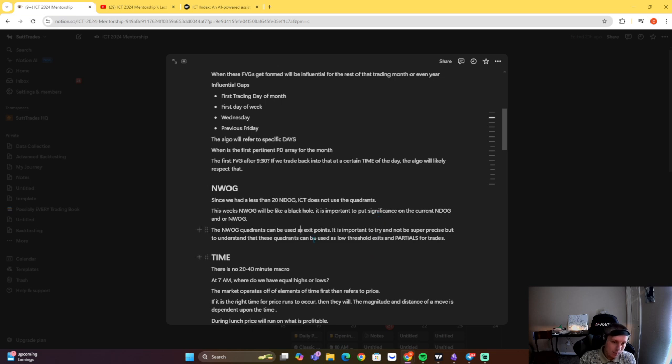New week opening gap. This week's new week opening gap will act like a black hole, so put more significance on the current new week opening gap and the current new day opening gap. Although there are other new day opening gaps and new week opening gaps, they will still hold significance, as we've seen time and time again.